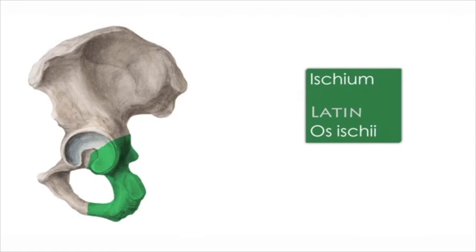The ischium. Now the ischium is also divided into two portions, the body and the ramus. The body is this portion right here, located just behind the obturator foramen. This is the obturator foramen like we talked about, this large opening. Now the ramus of the ischium is going to be found right here, just below the obturator foramen.